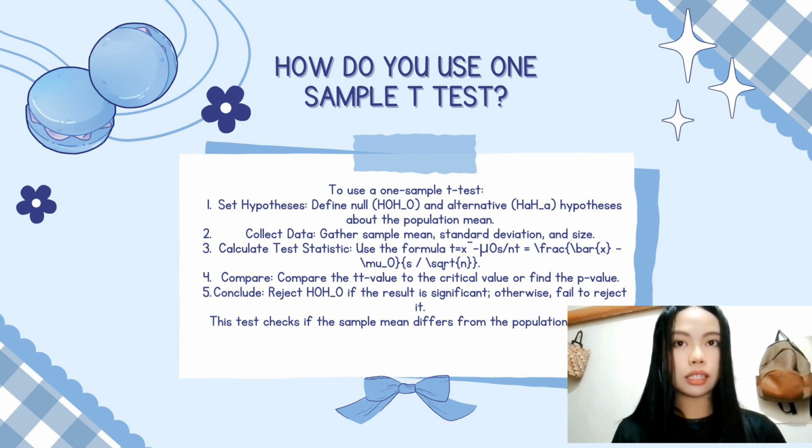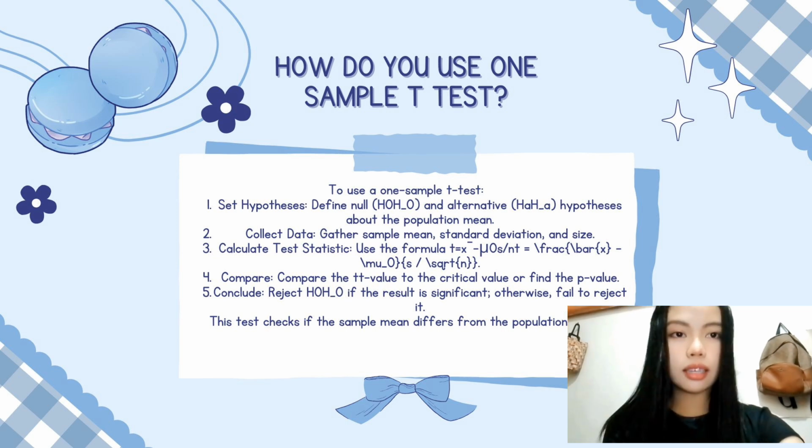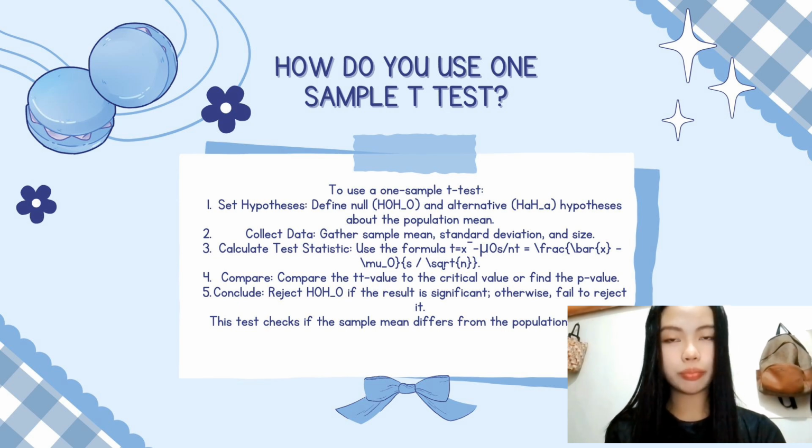Number 1. State the hypothesis. Null hypothesis: the sample mean equals the population mean. Alternative hypothesis: the sample mean does not equal the population mean. Step number 2. Collect data. Gather sample data, the sample mean, sample size, and sample standard deviation. Step 3. Calculate the test statistic. Use the formula that was shown on the screen.